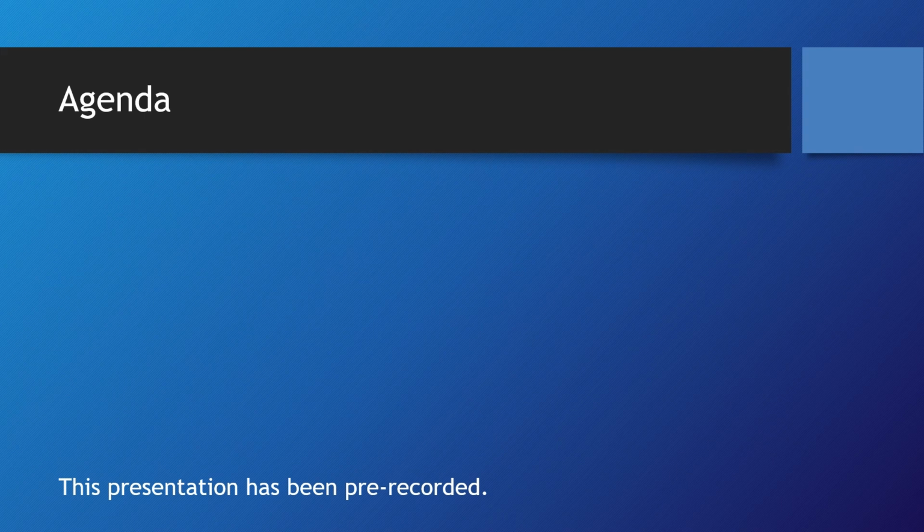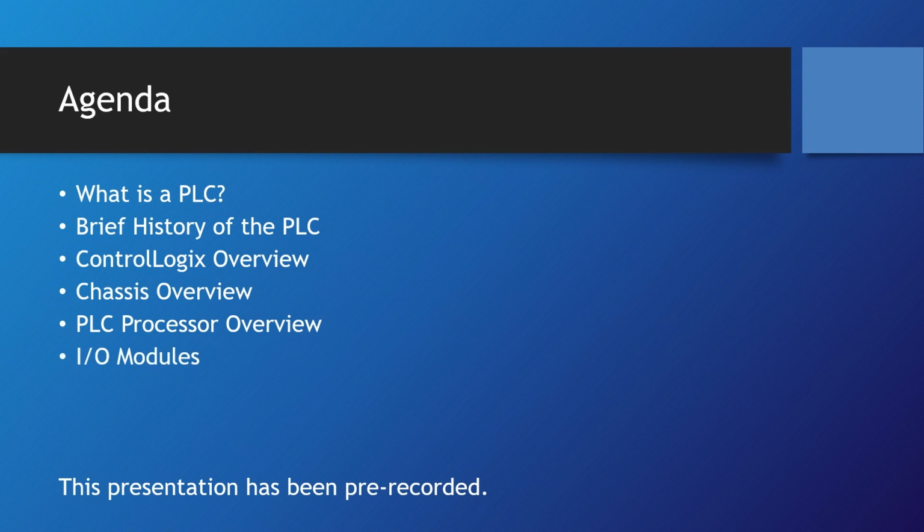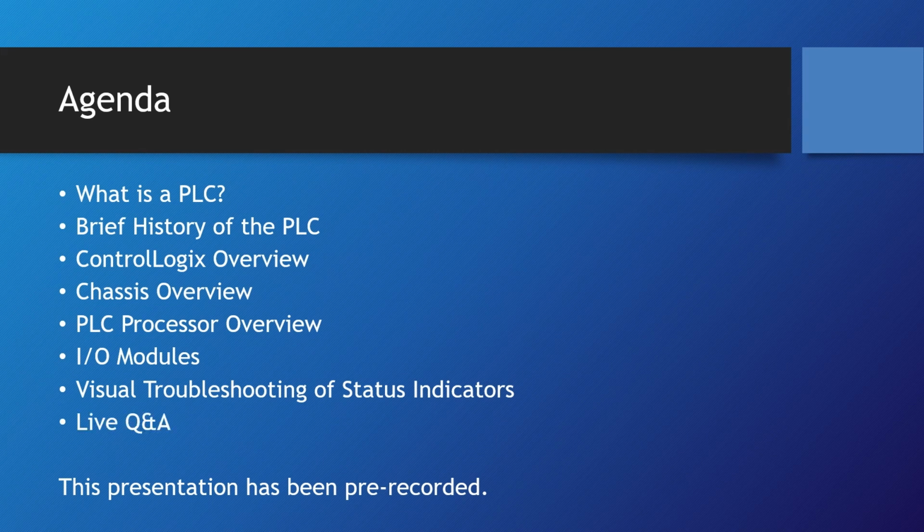Agenda. During today's session, we will be covering the following topics. What is a PLC? A brief history of the PLC, a ControlLogix hardware overview, chassis overview, PLC processor overview, overview of a couple I/O modules, visual troubleshooting and status indicators, and then following this up with a live question and answer session. This presentation has been pre-recorded, so please save your questions to the live Q&A section at the end.